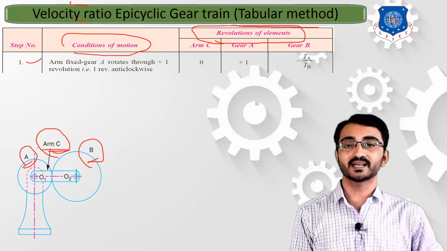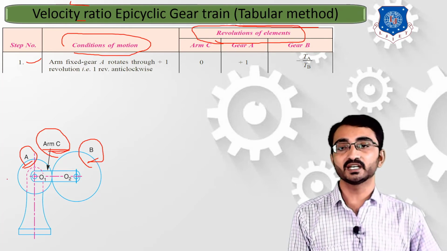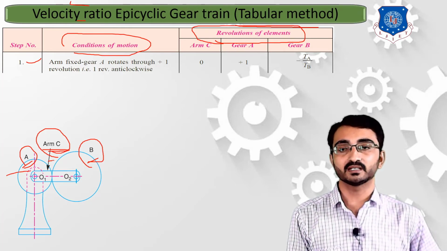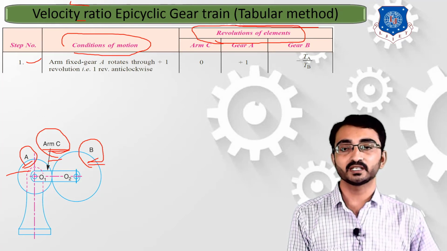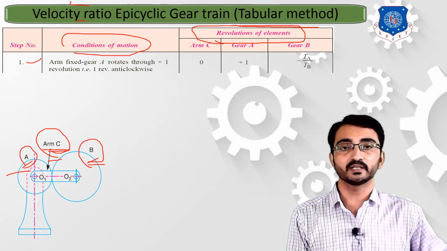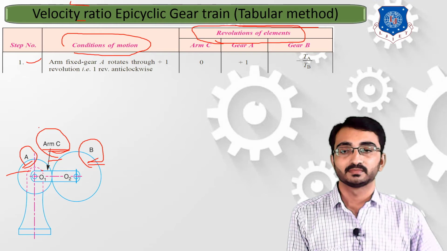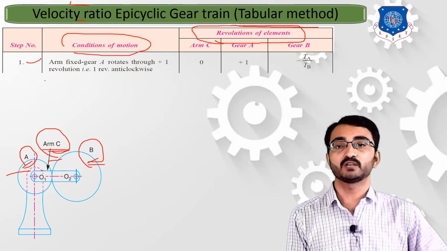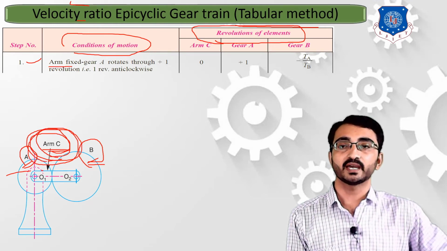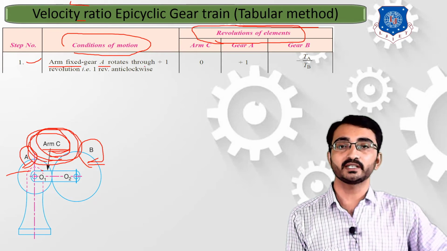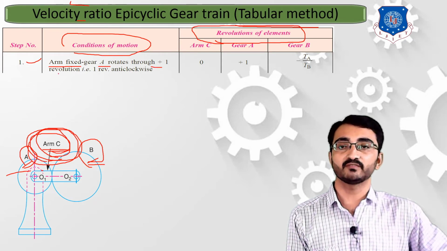Okay, so in this arrangement if we consider that gear A is your first element, arm C your second, and gear B is your third. So over here we have three elements. Let's consider condition number 1. Arm is fixed and gear A is rotating with +1 revolution.